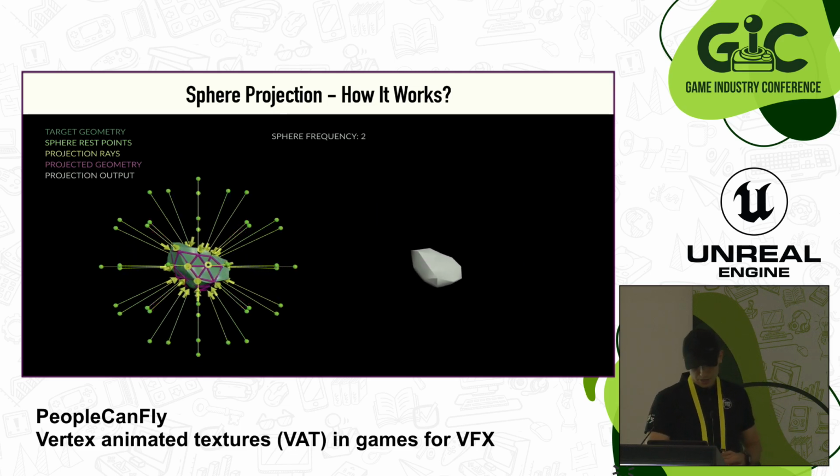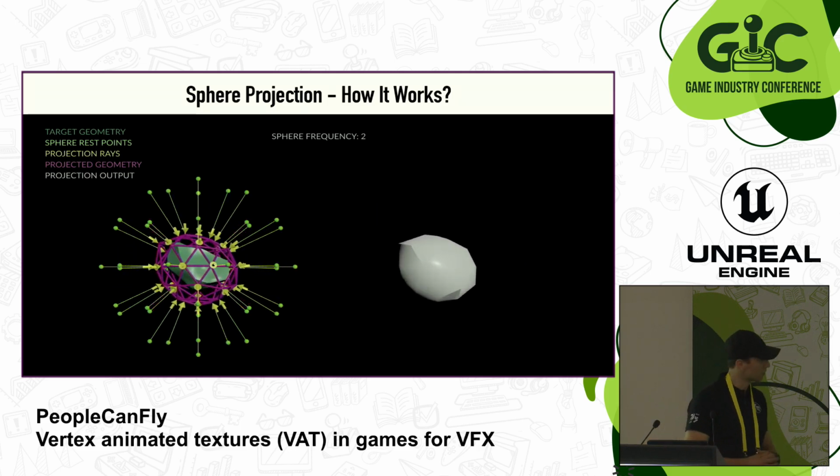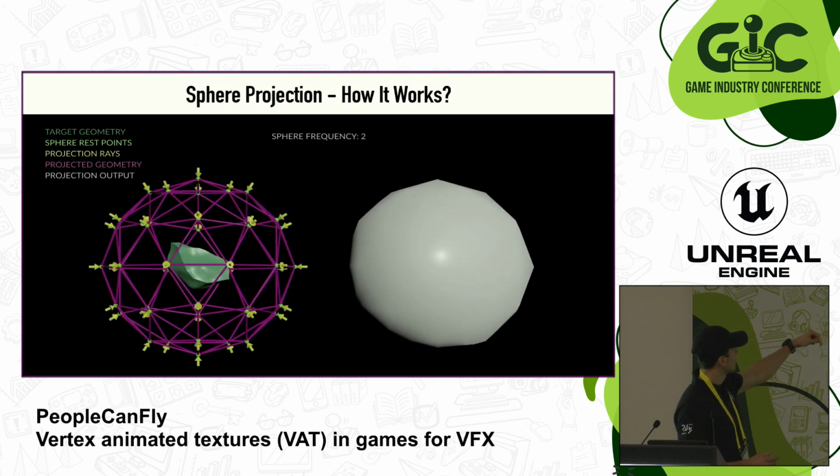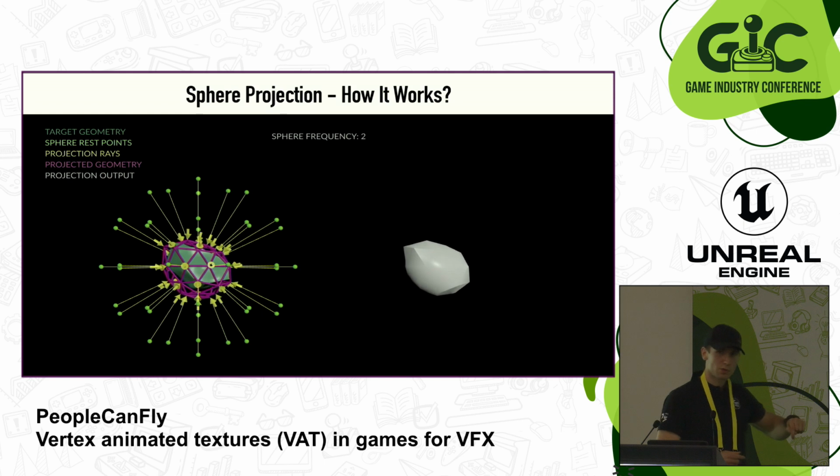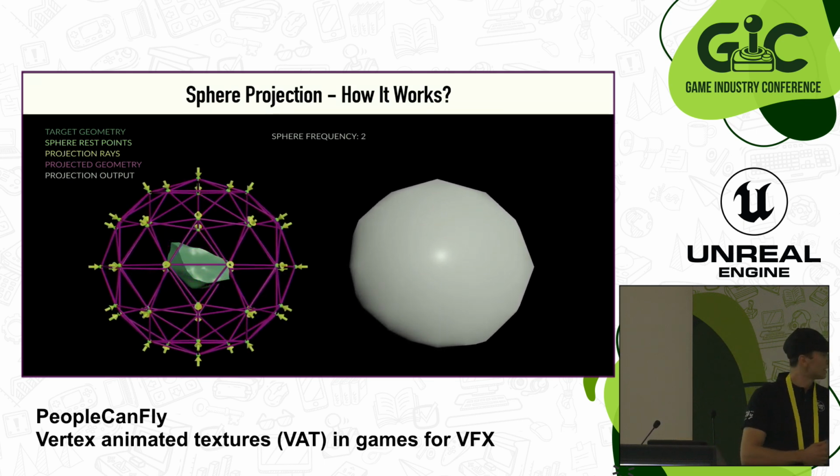And the information on how far the vertex should travel in this direction, which you can see is represented by the yellow arrow, is basically stored in the VAT texture.